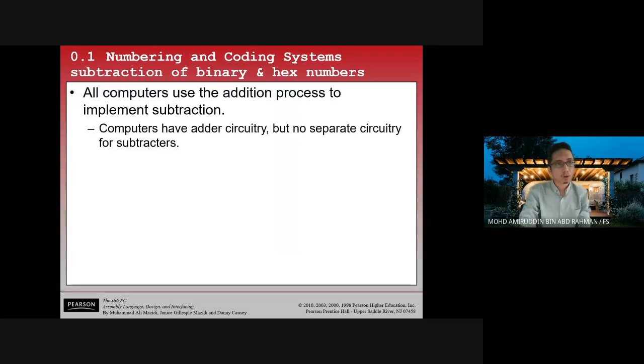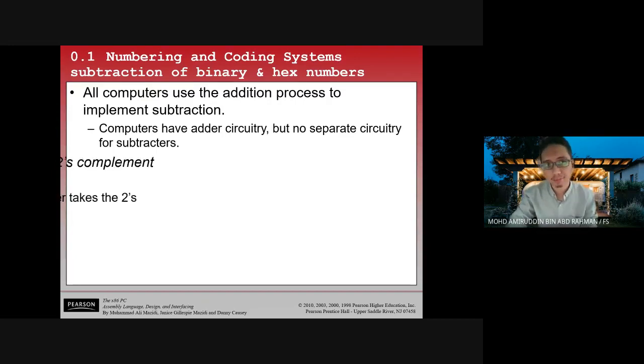all right, so all computers use the addition process to implement subtraction. Okay, computers have adder circuitry, okay, but no separate circuitry for subtractors. Okay, as you remember, when you learned in electronics, we have the adder, all right, but you notice that there was no subtractor, right? So you just have the adder, but how do you implement the subtraction?